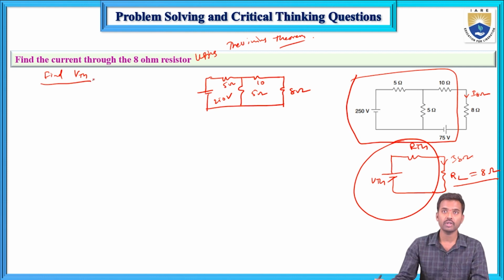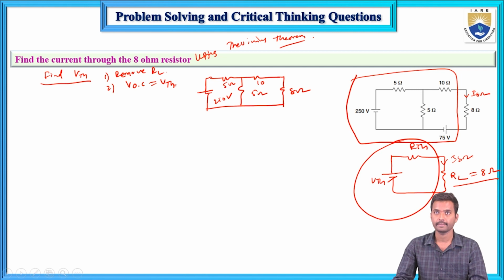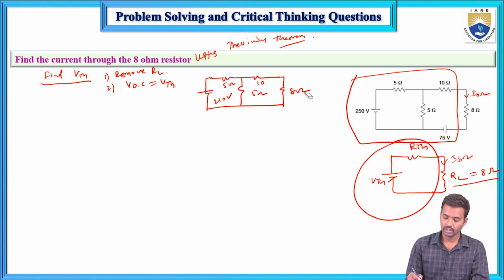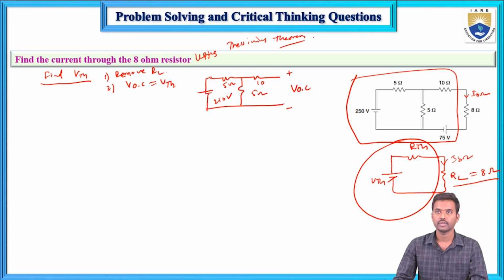So what are the steps? Step 1: remove the load resistance RL from the given circuit and calculate the open circuit voltage. That open circuit voltage is known as the Thevenin's voltage. Remove the load resistance from the given circuit, marking plus and minus VOC, and calculate the Thevenin's equivalent voltage. So now VOC, the open circuit voltage.